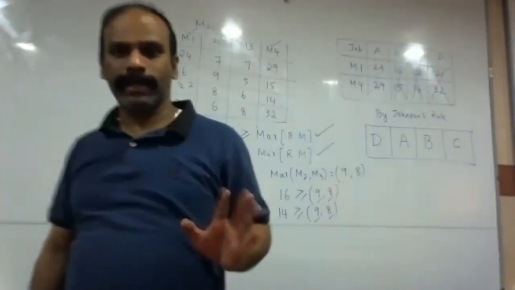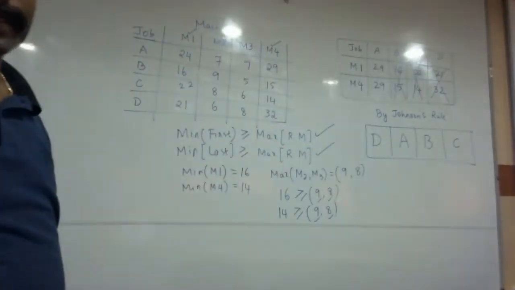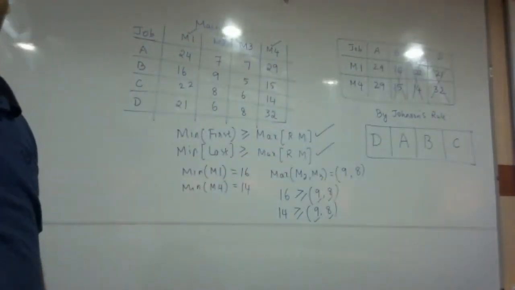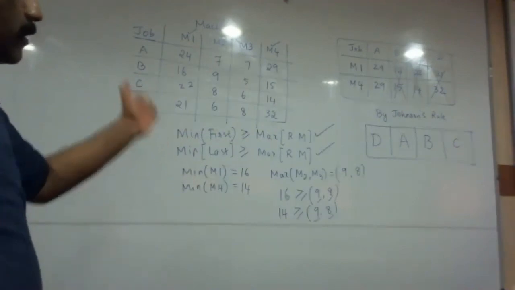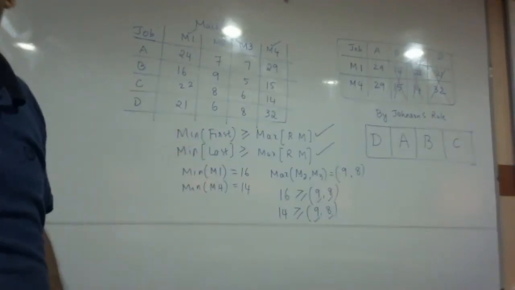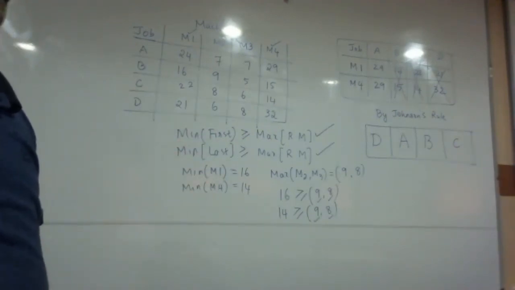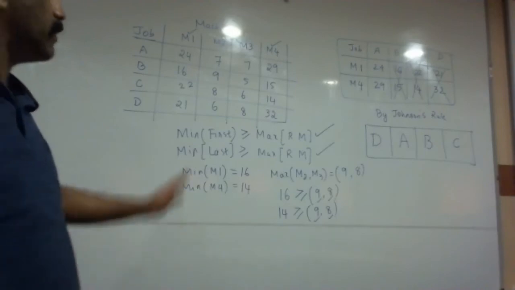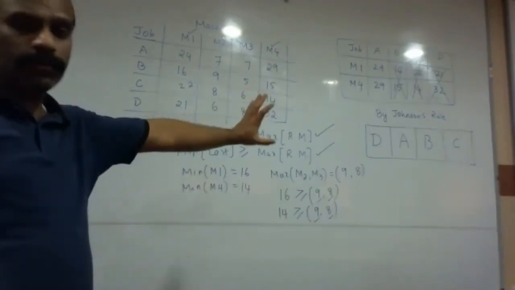Okay. Is that clear, everyone? Till Johnson's rule, everybody is clear? Yes, sir. Okay. Now, as usual, the same procedure. Tell me. You wanted to ask something? Nothing, sir. Okay. Okay, great.